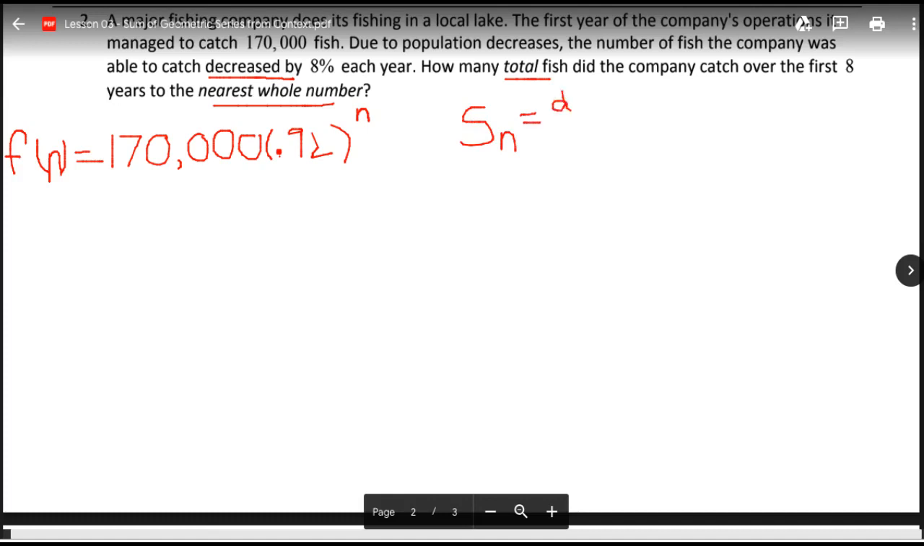So here we need our first term. That's always going to be like the starting population, or the starting amount of money, or the starting amount of grams you have of some type of radioactive element. And let's see if we can figure out all the different pieces that we need. So here n is 8 because it's over 8 years, so we can get fancy and say S8, and then A1. That's what we start with. So that's 170,000.